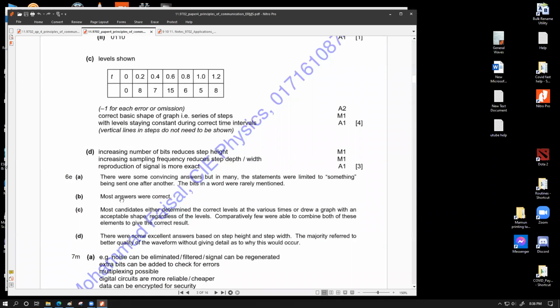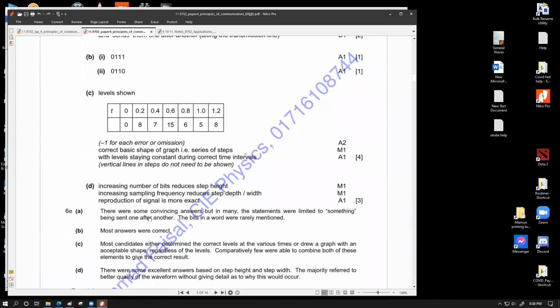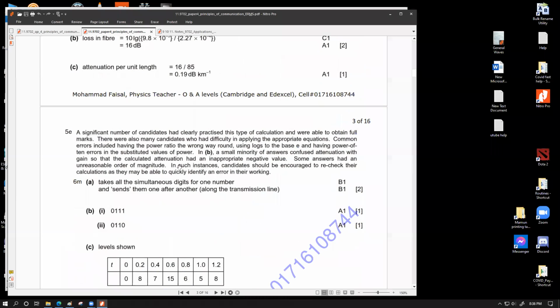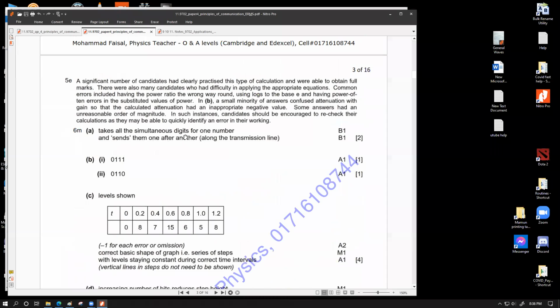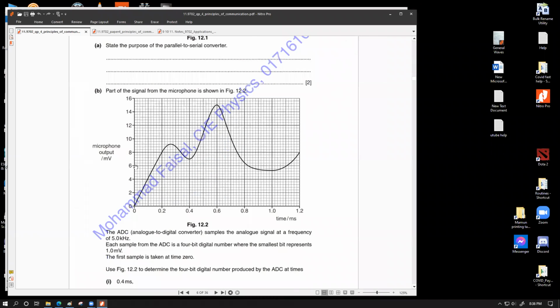The examination report says there were some convincing answers, but many statements were limited to something being sent one after another. The bits in a word were rarely mentioned, so the word bits should be mentioned. It takes all the simultaneous digits of one number and sends them one after another. So that's the idea.